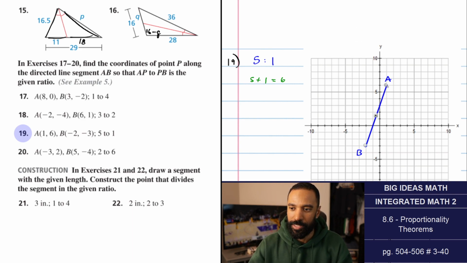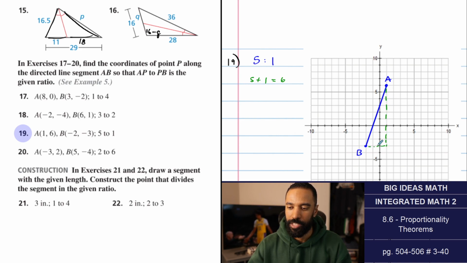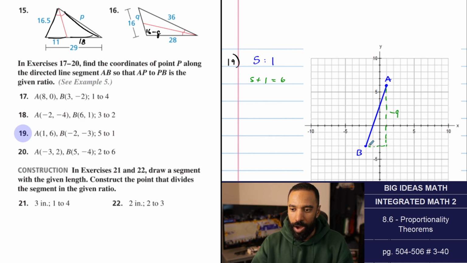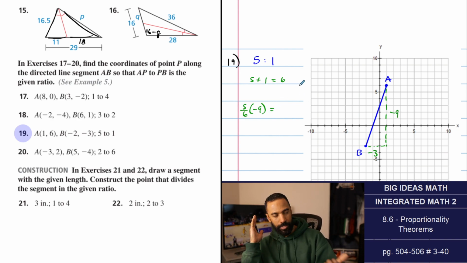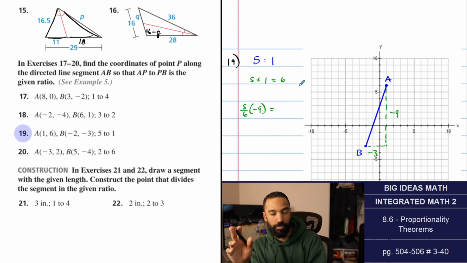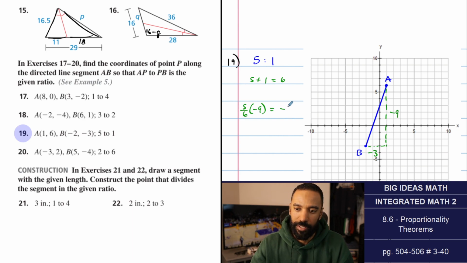Let's find A's rise and run, or fall and run here. How far down, how far left. Take 5/6 of those numbers. From 6 to -3, that's a fall of 9. From 1 to -2, that's a run to the left of 3. We're going to take 5/6 of -9, which is -15 halves, which is -7.5.